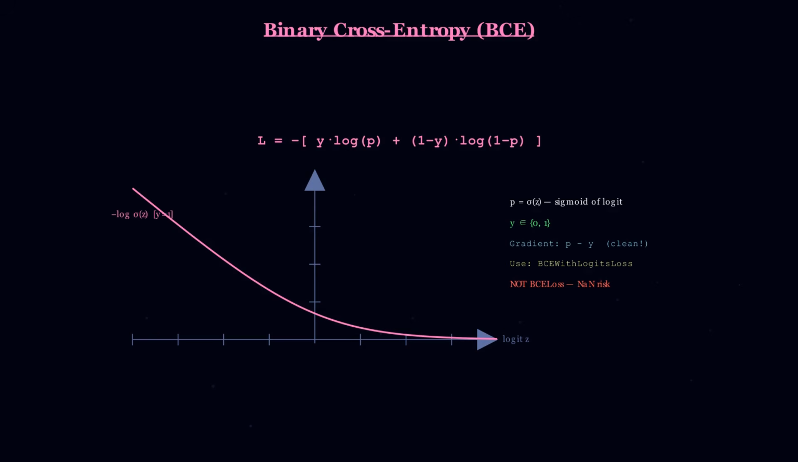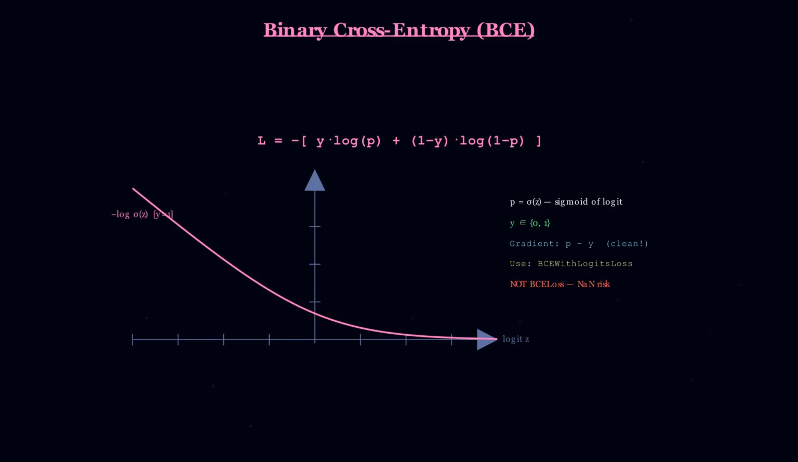BCE is the negative log likelihood of the Bernoulli distribution: minus y times log p, minus 1 minus y times log 1 minus p. Why the log? Because log probability is additive across examples, and maximizing log likelihood is equivalent to minimizing cross-entropy. The minus sign converts maximization to minimization. This is maximum likelihood estimation.